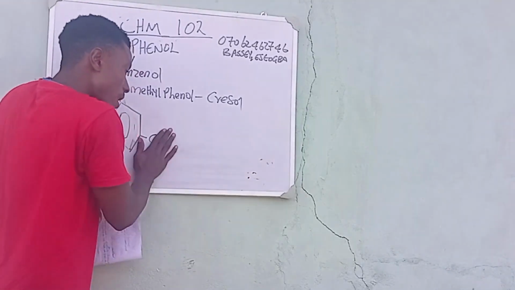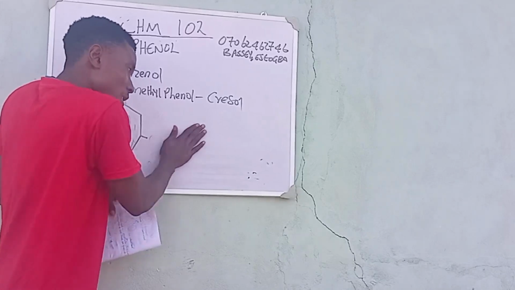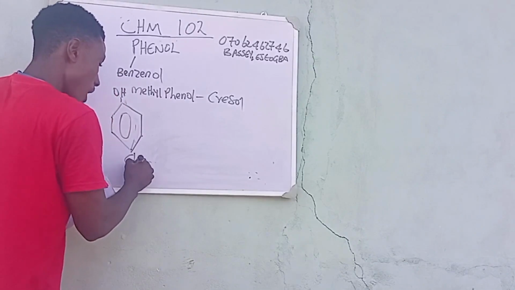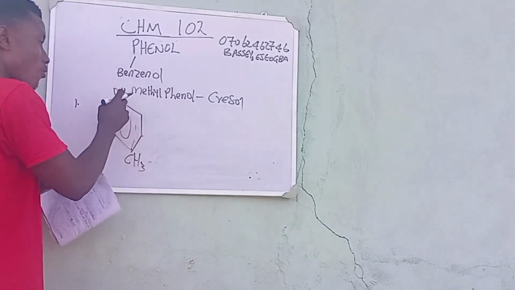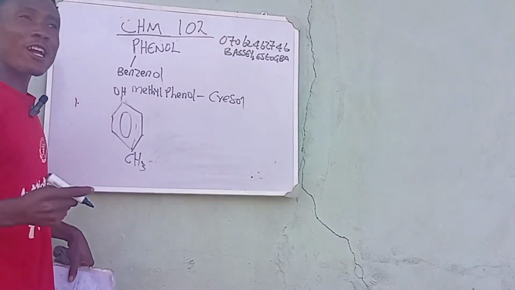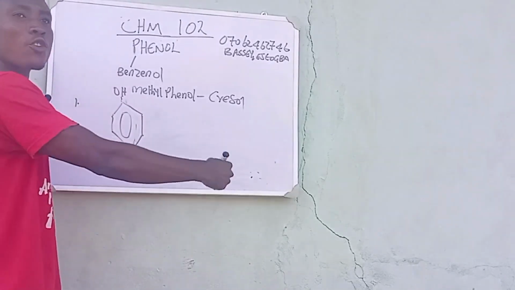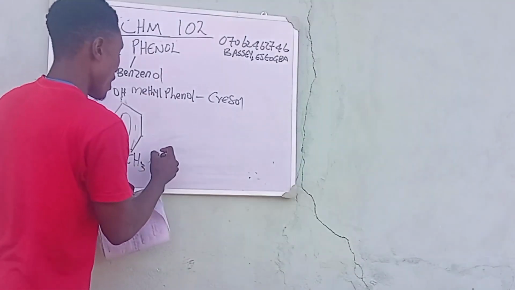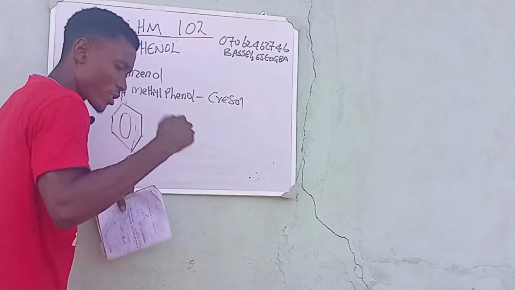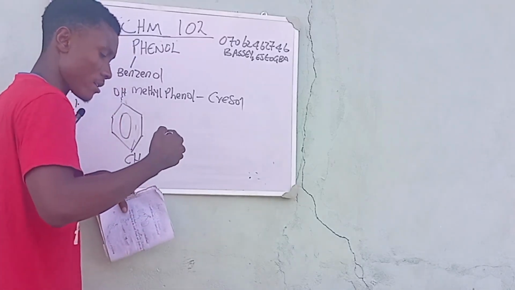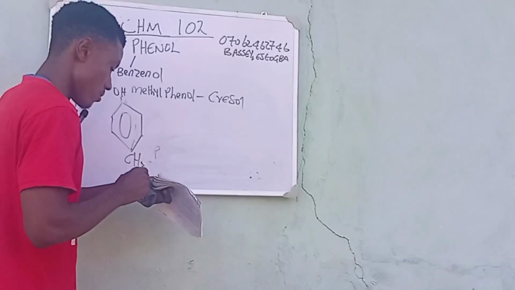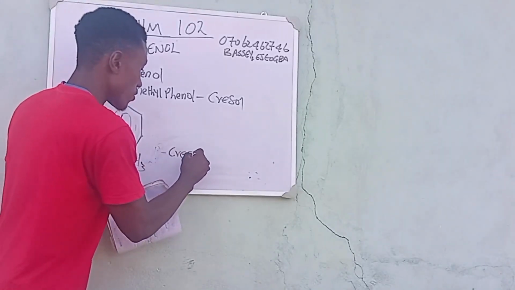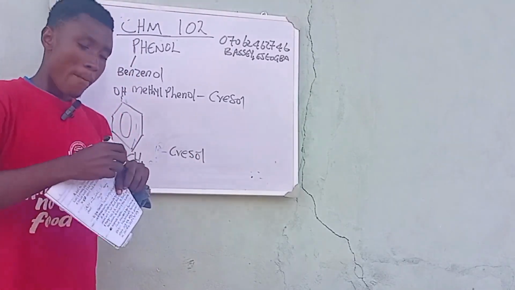Still moving on at the same pace, I'm going to change the position of the methyl group to here, to our CH3. So you find out that 1, 2, 3, 4, it is falling at carbon number 4. So the name of this compound is simply known as p-cresol. Forgive me, my marker is no longer responding. So what we have here is p-cresol.